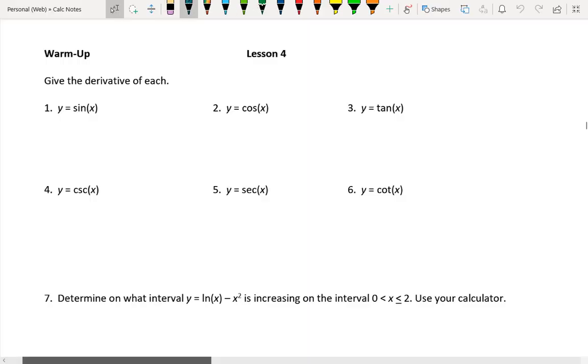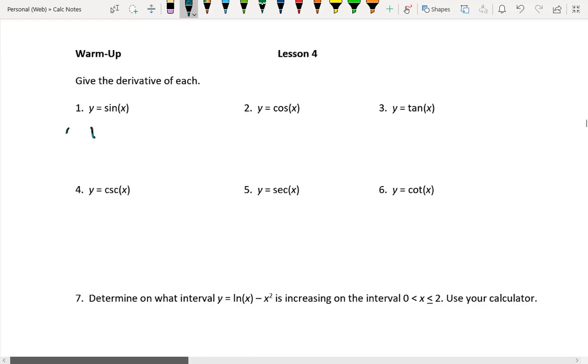Alright, so here we are with lesson 4, and we're going to start off again with a warm-up. We're going to do some derivatives again. The derivative of sine, y prime equals cosine x. The derivative of cosine is y prime equals negative sine x. The derivative of tangent, y prime equals secant squared x.